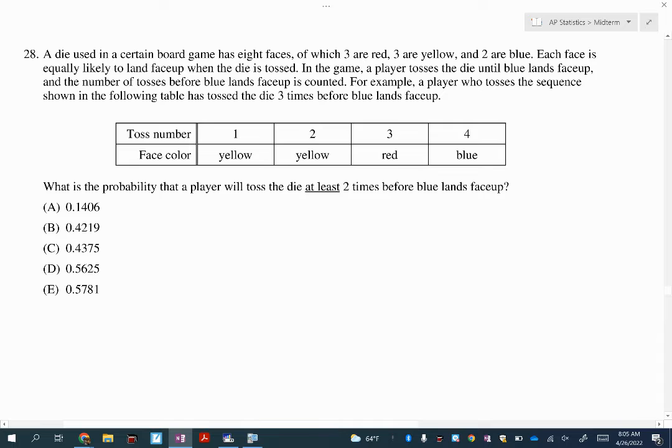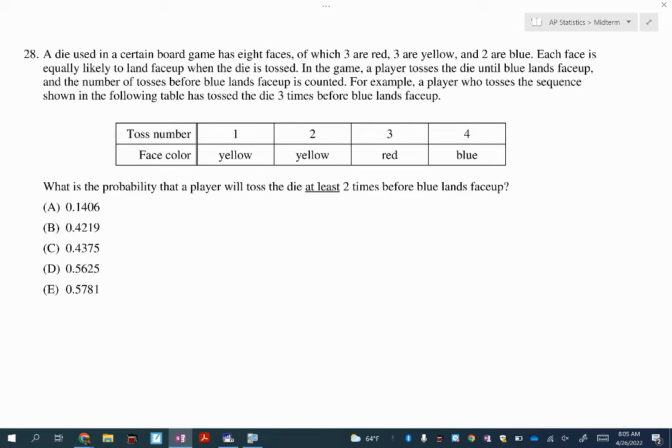All right, let's try number 28. I like this one a lot. I think you can get this right even without being in a stats class. It's just your understanding of probability that you probably learned when you were in like 8th grade. Too long ago. All right. Now, the thing that I noticed about this was the fact that they have a board game that has die that has 8 faces. Weird, right? Usually I'm thinking 6. That's okay. No worries. They tell us 3 are red, 3 are yellow, 2 are blue.